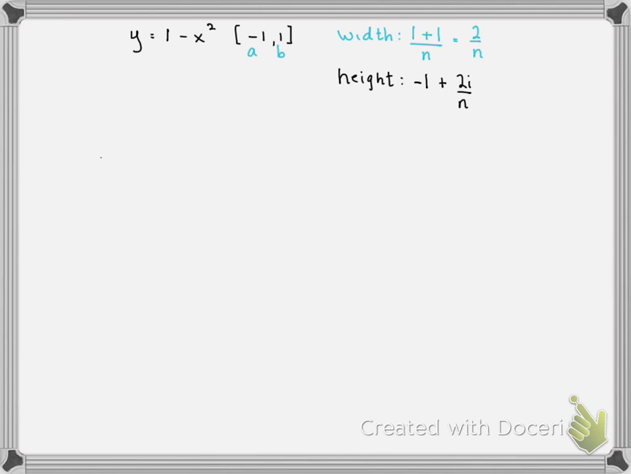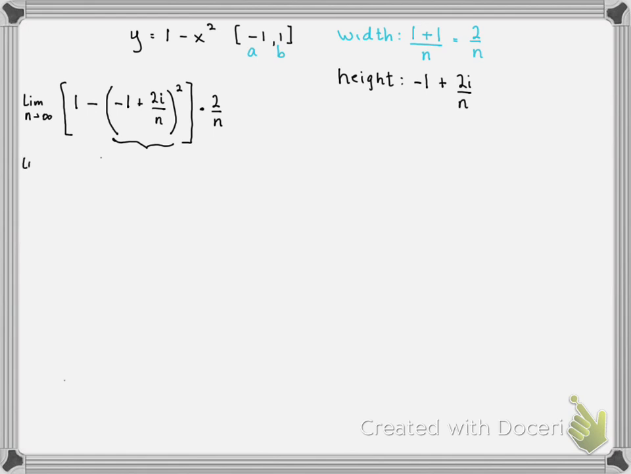Now, as far as the summation goes, it's the limit as n approaches infinity of 1 minus, and we're going to replace the x with our height, squared, okay? And then we're going to multiply in the width. Okay, so we're all set up. Now, algebraically, we are going to FOIL out -1 plus 2i over n times itself twice.